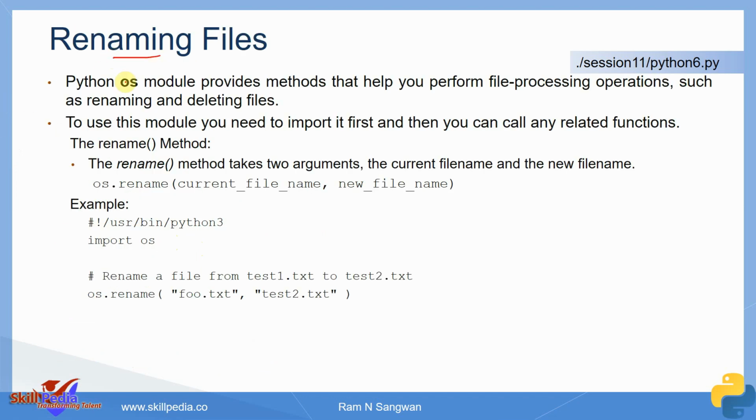Renaming files. The OS module provides methods that help you perform file processing operations such as renaming and deleting files. To use this module, you need to import it first, and then you can call any related functions. The rename method takes 2 arguments, the current file name and the new file name. os.rename, current file name and the new file name. For example, rename foo.txt to test2.txt. But you need to import this OS module, remember that.